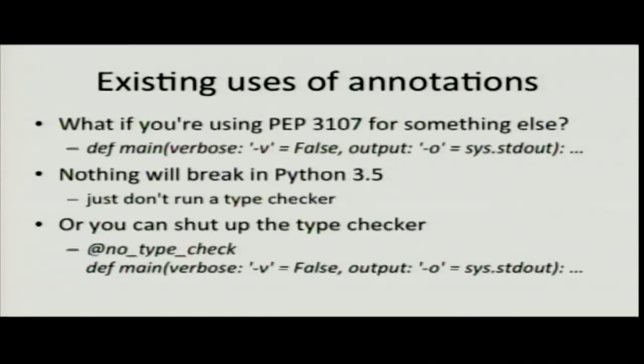Or if in other parts of your code you actually do want to benefit from type checks, and you want to run MyPy, but you still want to use this particular notation in some part of your code, there's actually a decorator defined in the PEP that you can use to shut it up. It basically tells MyPy, this function, or you can also use it as a class decorator, this class, ignore the annotations because they're meant for someone else.